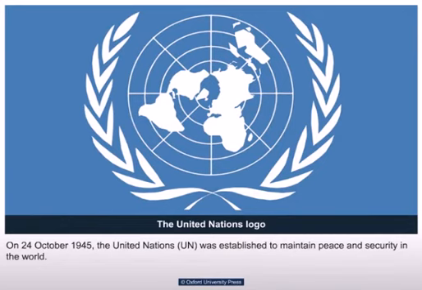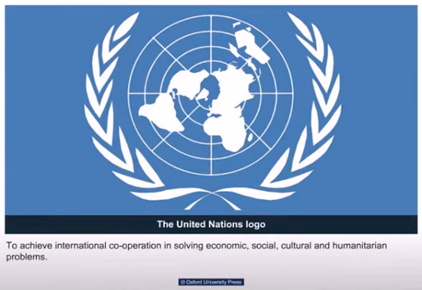The objectives of the UN: to maintain international peace and security, to develop friendly relations among nations on the basis of equality, to achieve international cooperation in solving economic, social, cultural, and humanitarian problems, to promote human rights and fundamental freedoms for the people of the world, to act as a common platform for harmonizing the activities of various nations for the attainment of the objectives of the UN, to save future generations from destructive war.